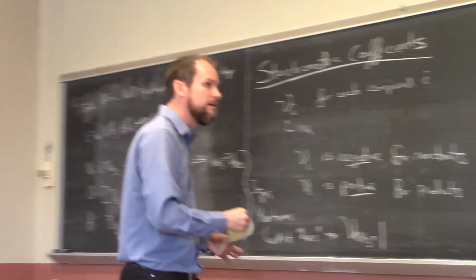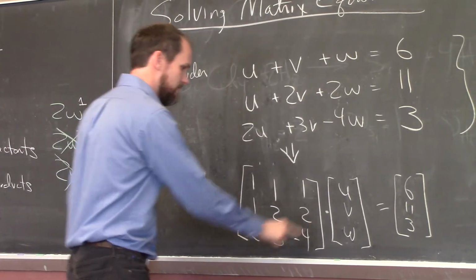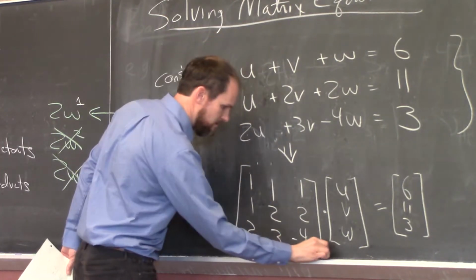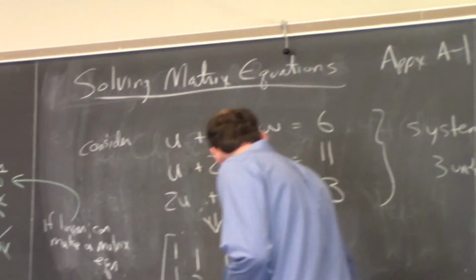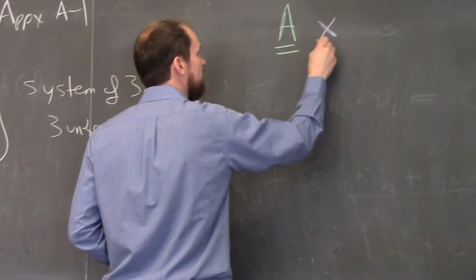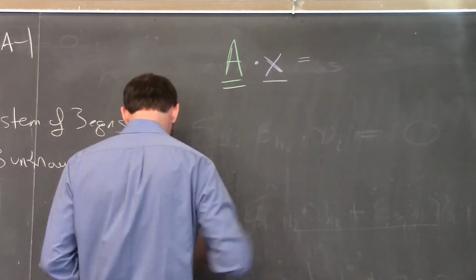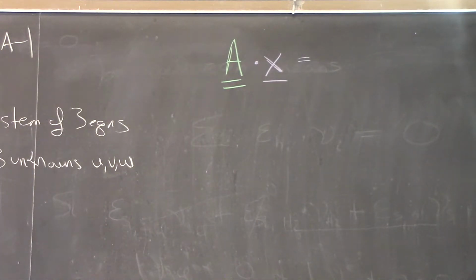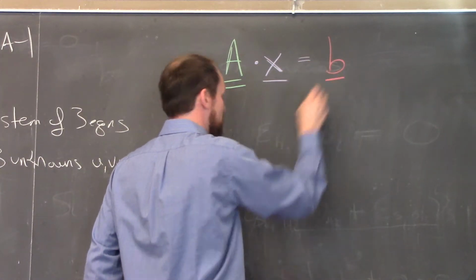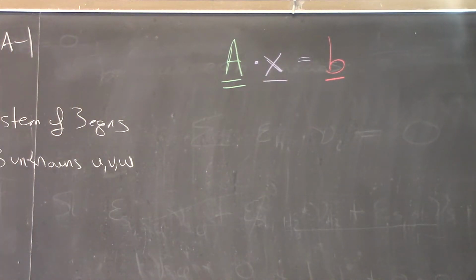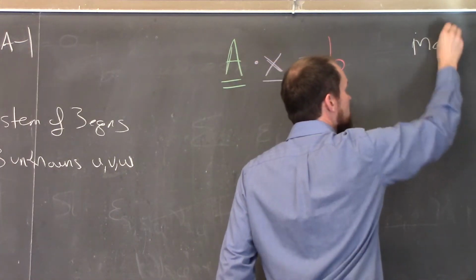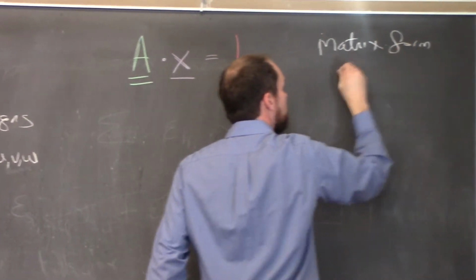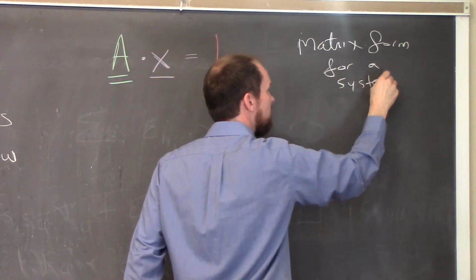Are we reading? Okay. I can take that matrix and call it A. I can take that column vector and call it X. I can dot them together, and that can equal the vector on the right-hand side, which I could call B. AX equals B is the standard linear algebra matrix form for a system of equations.